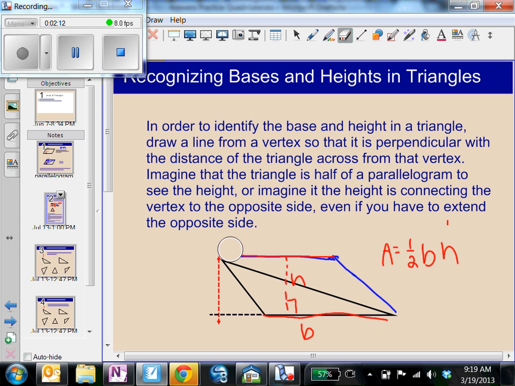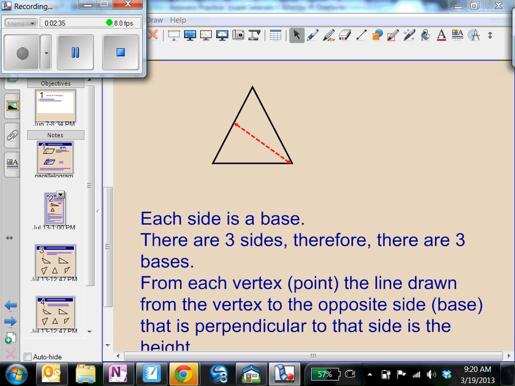But when we draw the triangle, we don't have the entire parallelogram, so often the way that we'll draw the height is the perpendicular distance from one side, where that side is the base, up to the opposite vertex, and that's how you'll recognize it. Here's another example. Here we have an isosceles triangle, or an acute triangle, and if I go from a vertex to the opposite side so that it's perpendicular, then my height goes right through the middle, and I have my base as the side.